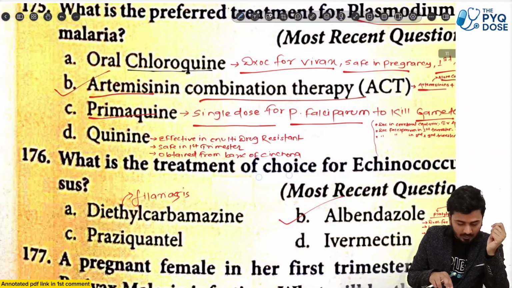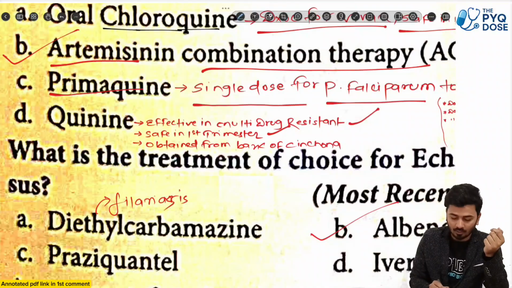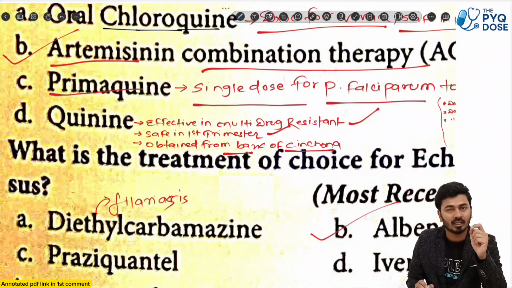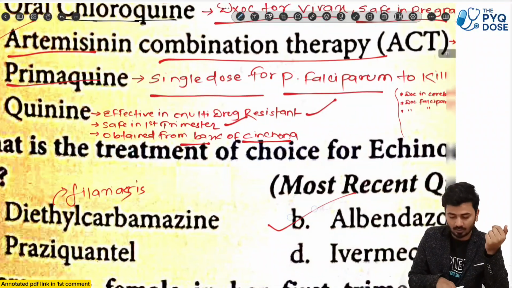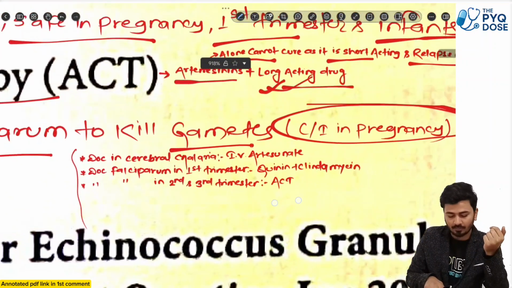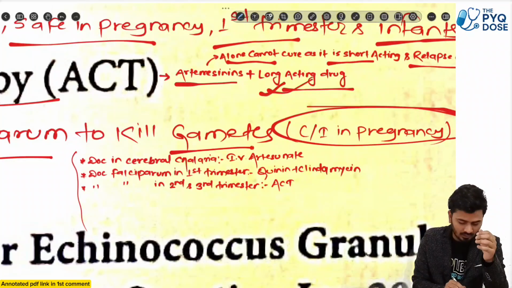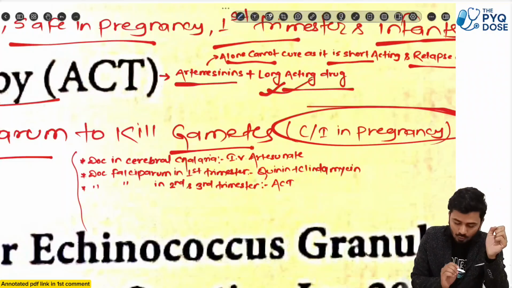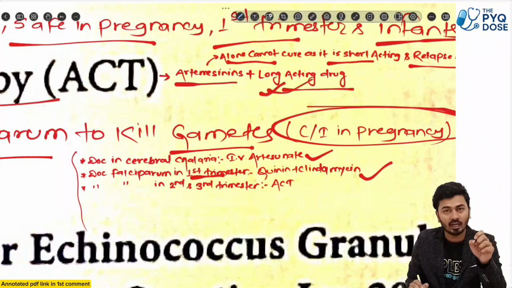Next thing that we have to see here is quinine. Quinine is effective in multi-drug resistant species, safe in first trimester, and obtained from the bark of cinchona. That can be asked, where it is obtained from. Here you see the drug of choice in cerebral malaria. For the drugs of choice in the whole malaria topic, these 3 or 4 lines will be enough. The drug of choice in cerebral malaria is IV artesunate. The drug of choice in falciparum malaria in the first trimester is quinine plus clindamycin.